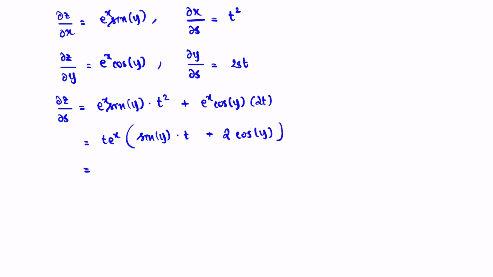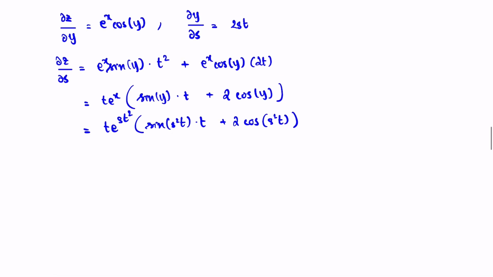And for the final result, I want to replace x by st squared and y by s squared t. And I get t times e to the st squared times sine of s squared t times t plus 2 times cosine of s squared t. And that's it, and there's nothing we can do here to simplify the result even further.